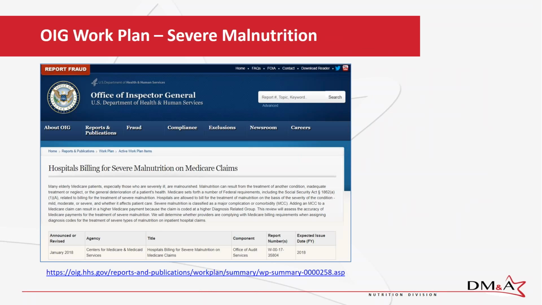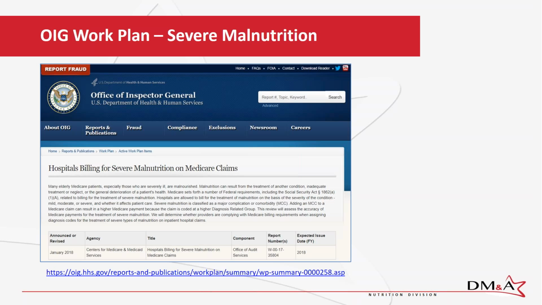but now their efforts have really changed, and what they're looking for now, as of January of 2018 this year, is they're going after severe malnutrition. They just see such a prevalence of it in the population. Many times it's the lone MCC that's driving the higher weighted DRG reimbursement.